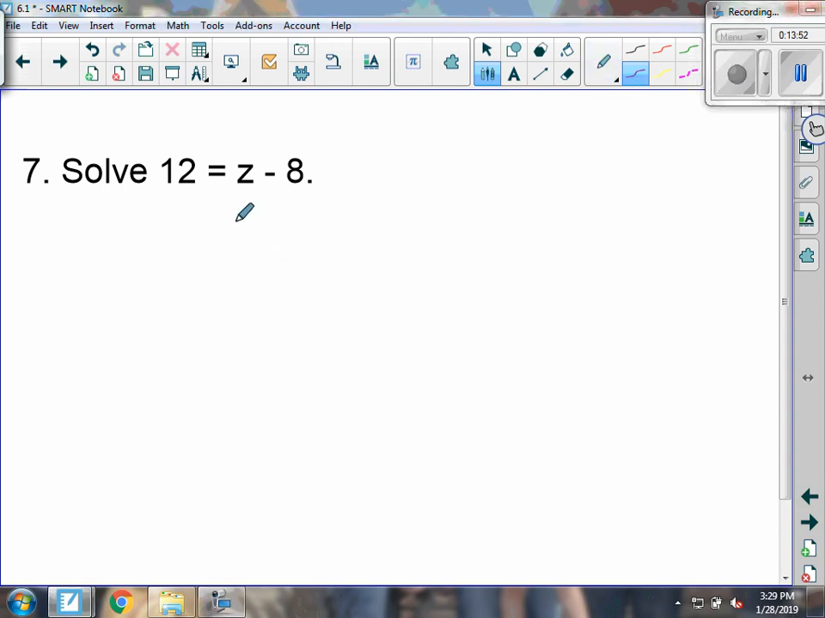Okay, so 12 is equal to z minus 8. So I have my variable here, so I want to get rid of my minus 8. The opposite of subtraction is addition. So I'm going to add 8 to both sides. So those 8's cancel out. I'll bring down my equal sign and my z.